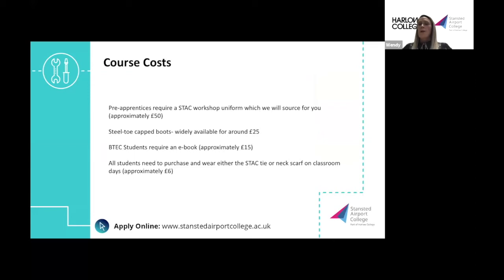For our level 3 BTEC students, they will require an ebook, which will cost approximately £15. All of our students will need to purchase either a tie or neck scarf for classroom days, and this is approximately £6. We do have a professional dress code at the college, so therefore individuals are expected to come in professional smart business wear at all times when they are studying in the classroom.